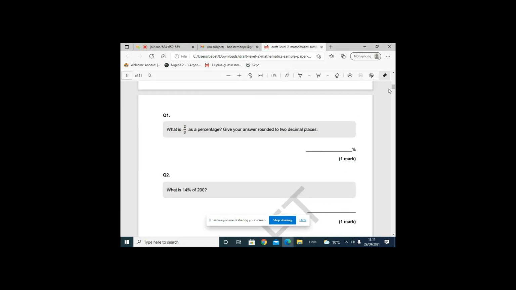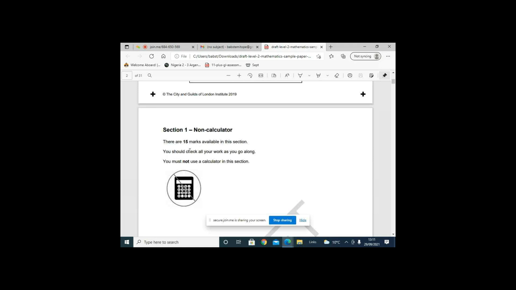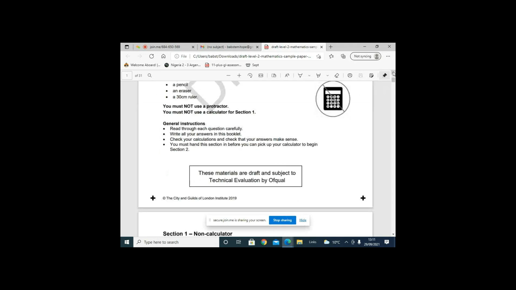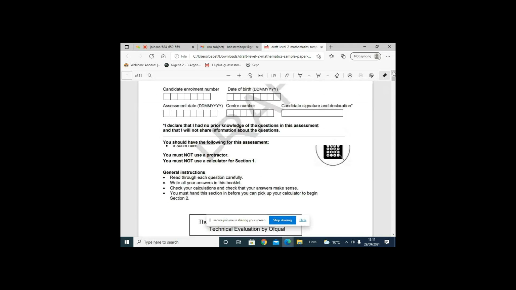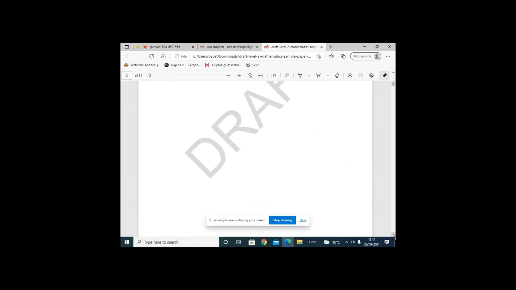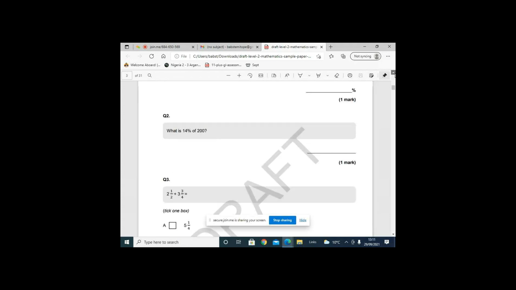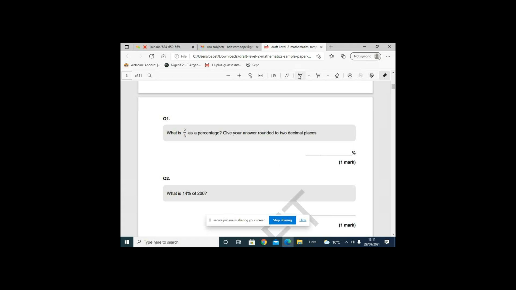So I sent this to you. Like I told you, the first section is normally the exam. There are 15 marks in section one, just like the one you would do. You are not allowed to use a calculator for the first section. So I want us to walk through the questions.